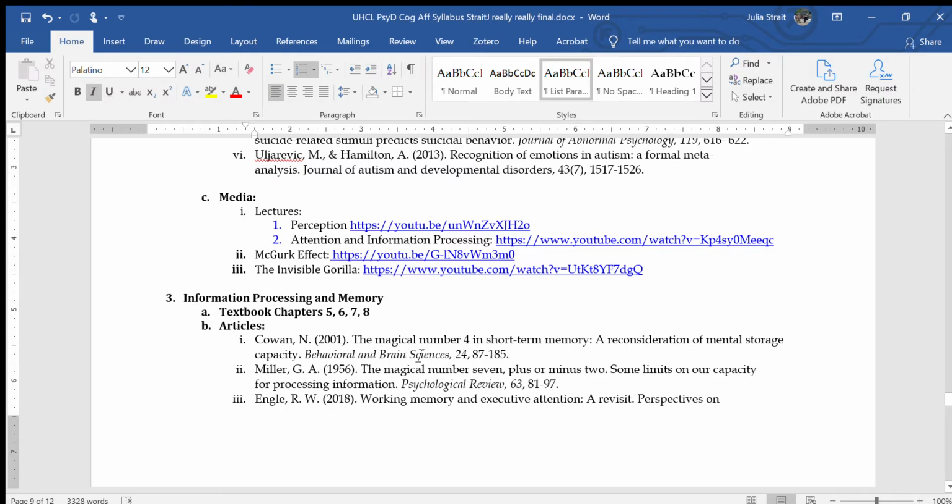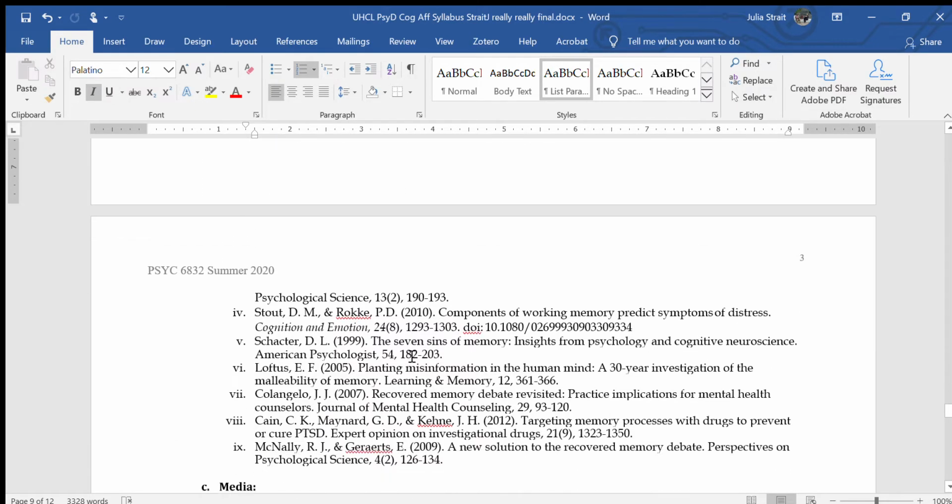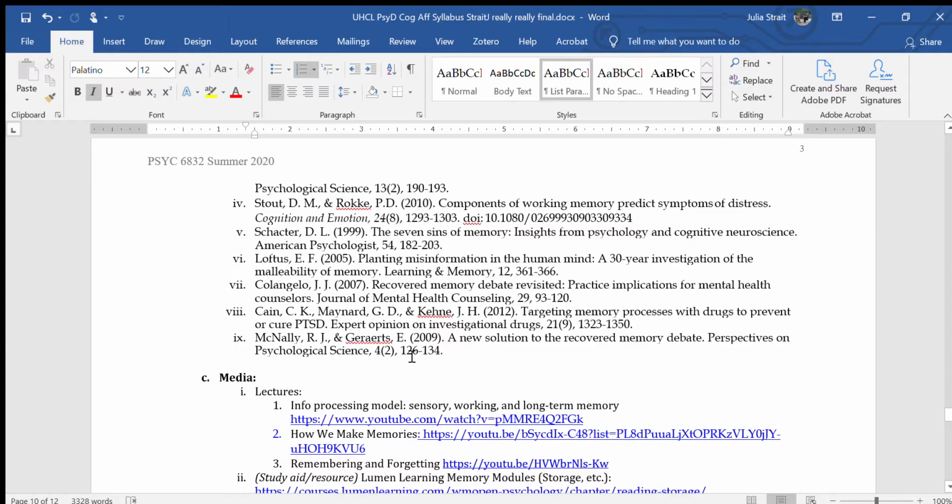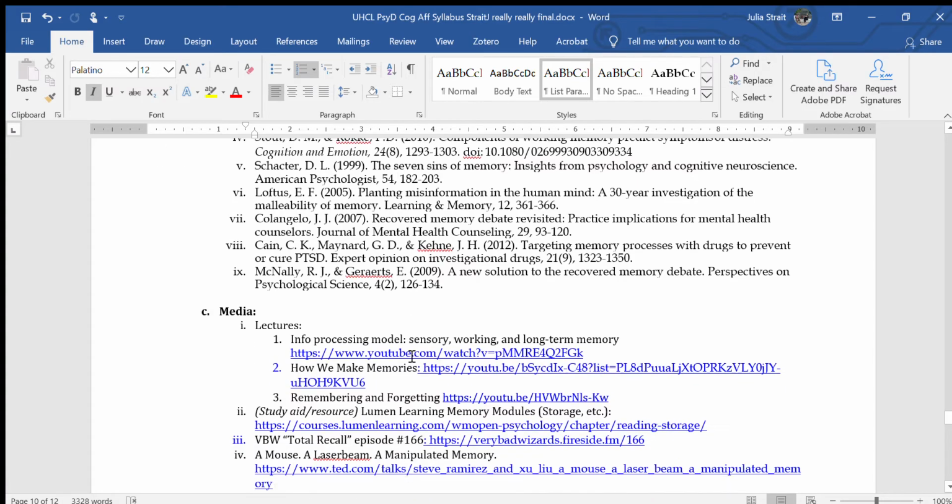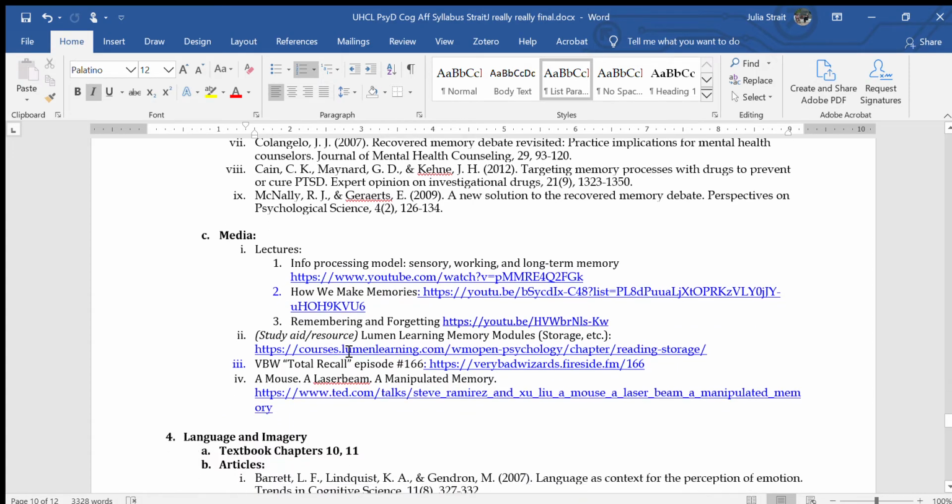You're going to read some stuff about working memory and how it is influenced by different affective components. Some more lectures, how do we make memories, how do we remember and forget. This is personally one of my favorite topics. When I was in undergrad, someone handed me Schacter's book, The Seven Sins of Memory, which is another one of your bonus books, and it just fascinated me, because I always thought that memory just recorded like a tape, and there are a lot of articles and things about how that's not true.